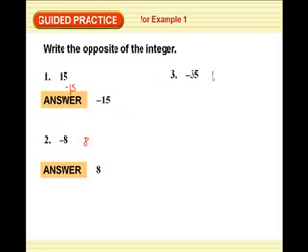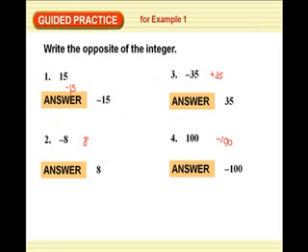The opposite of negative 35 is positive 35, or just 35. You don't have to put the plus. The opposite of 100 is negative 100.